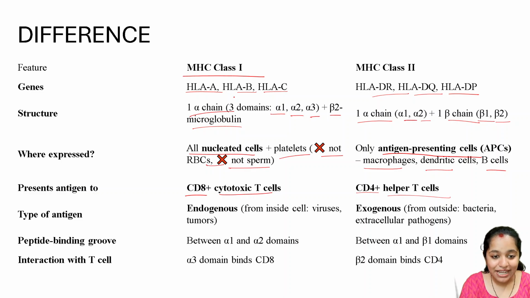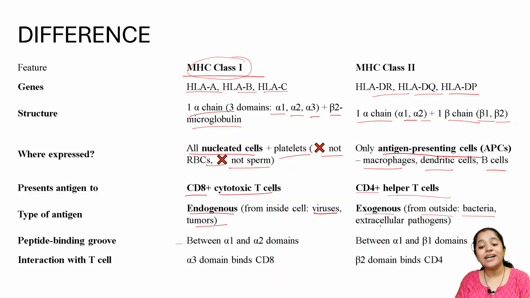Types of antigen: MHC class 1 only presents endogenous antigen from inside the cell like viruses, tumor, whereas your MHC class 2 type of antigen is exogenous, from outside also, like bacteria and extracellular pathogens. Peptide binding groove: MHC class 1 is taking a bite from a bread, so between alpha 1 and alpha 2 domain. MHC class 2, two friends holding hands, so the peptide binding groove is between alpha 1 and beta 1.